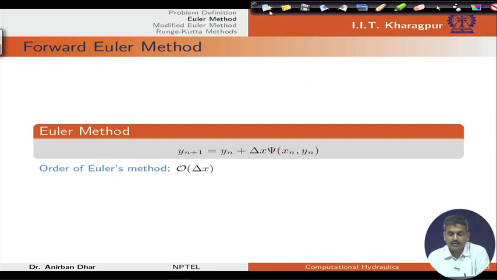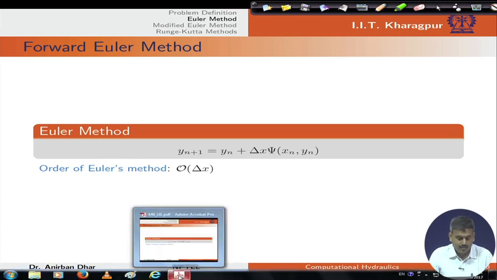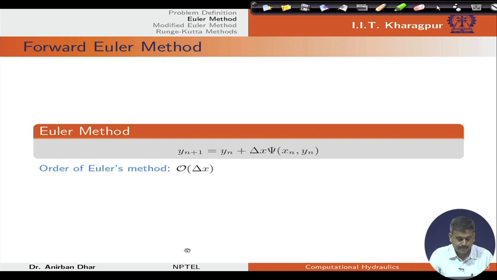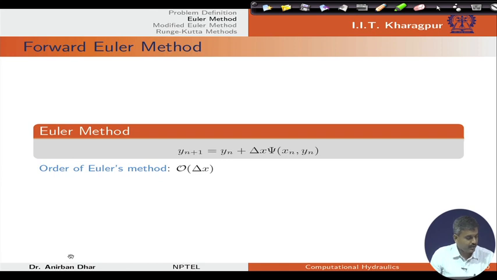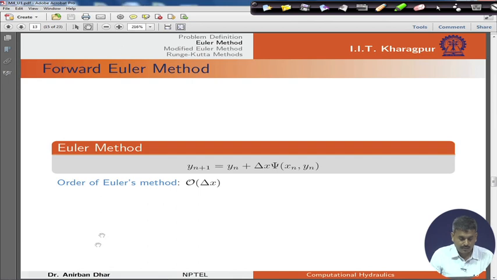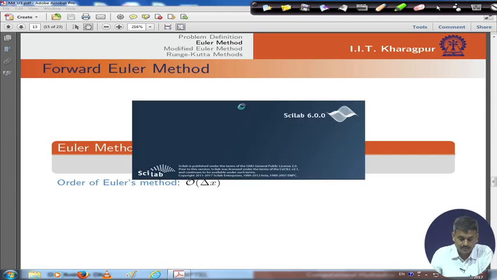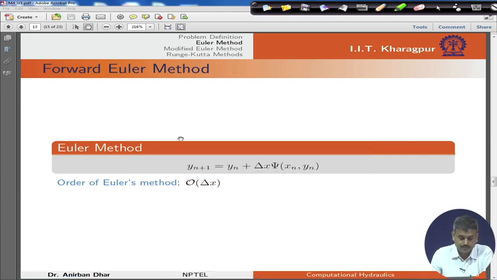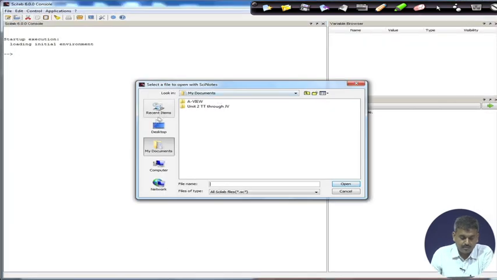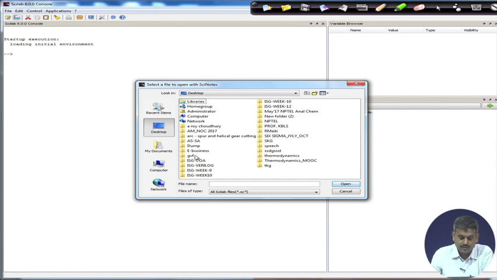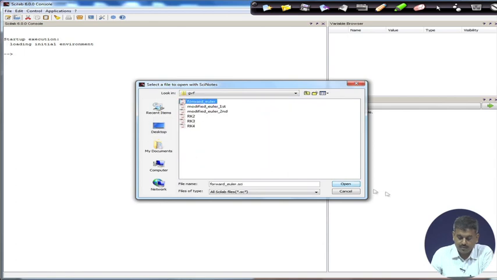So, from our problem classification point of view, this is explicit in nature. So, for forward Euler, if we open our Scilab code, then we can see that, now we can open this GVF forward Euler.